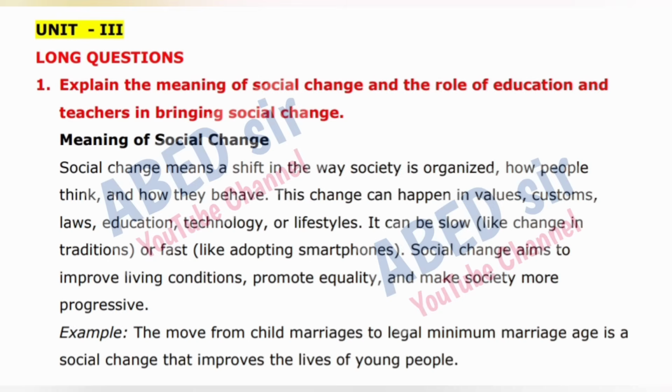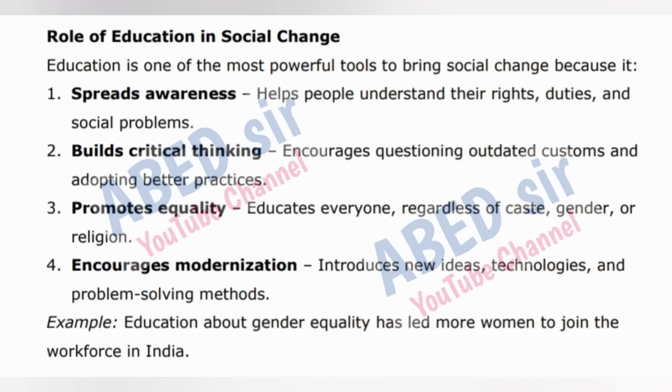Example: the move from child marriages to legal minimum marriage age is a social change that improves the lives of young people. Role of education in social change.